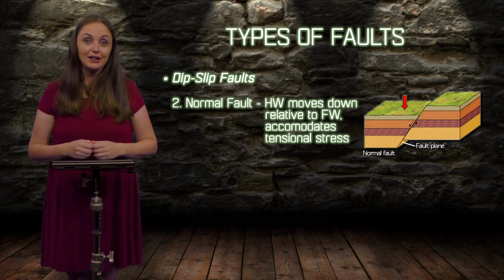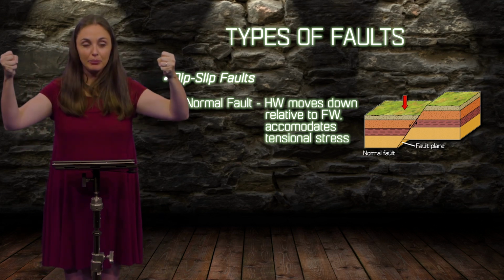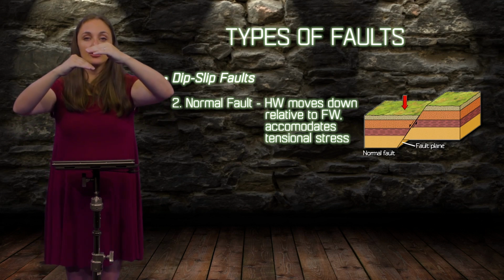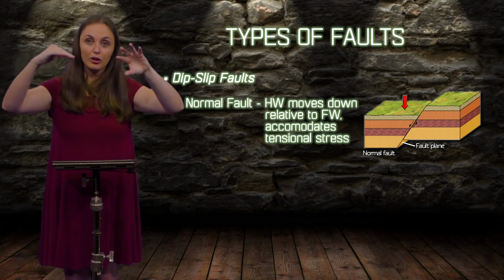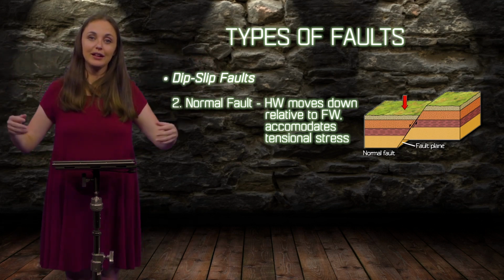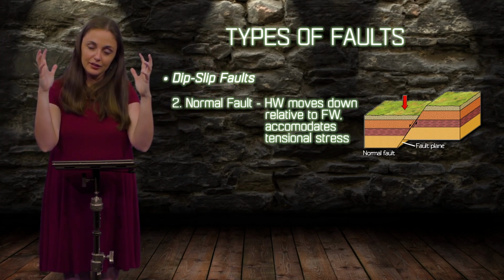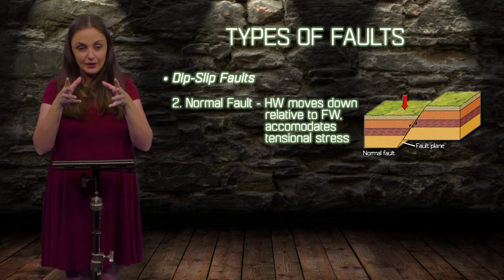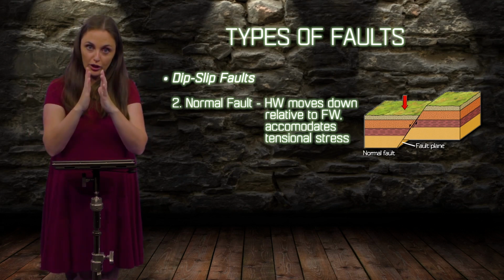These are going to accommodate tensional stress. So again, tension is pulling. If you're pulling on some block of material, particularly again if the angle's low, then the result is going to be that the top block is going to move down relative to the bottom block. This accommodates extension, it accommodates lengthening, whereas reverse faulting accommodates shortening. It makes the crust thicker, but it doesn't take up that much room on the surface of the earth because it's shorter but thicker.